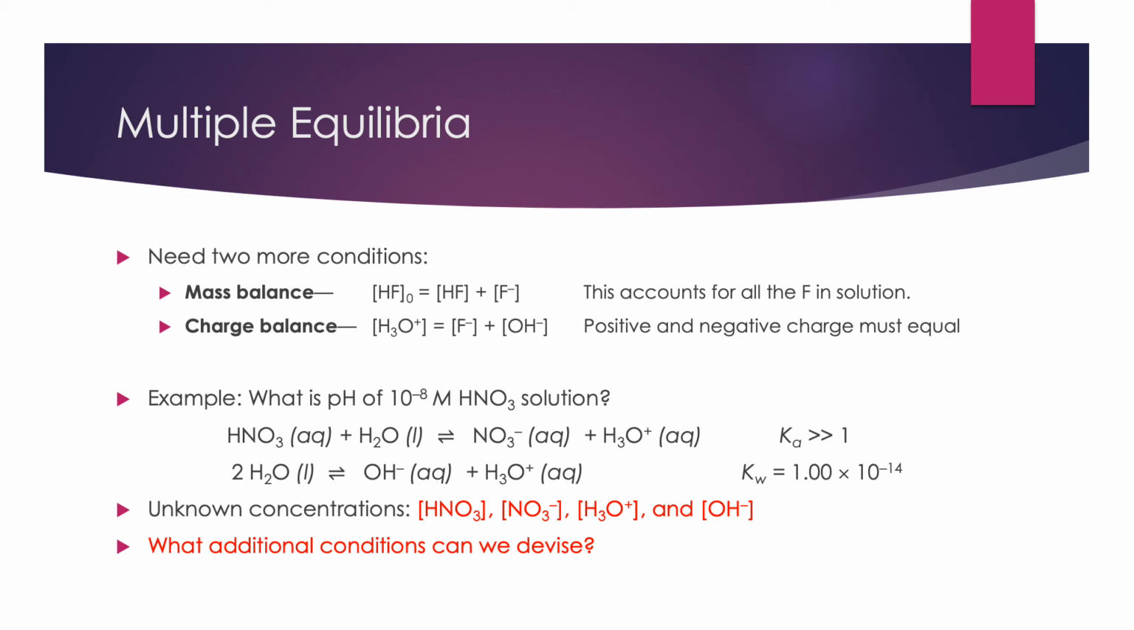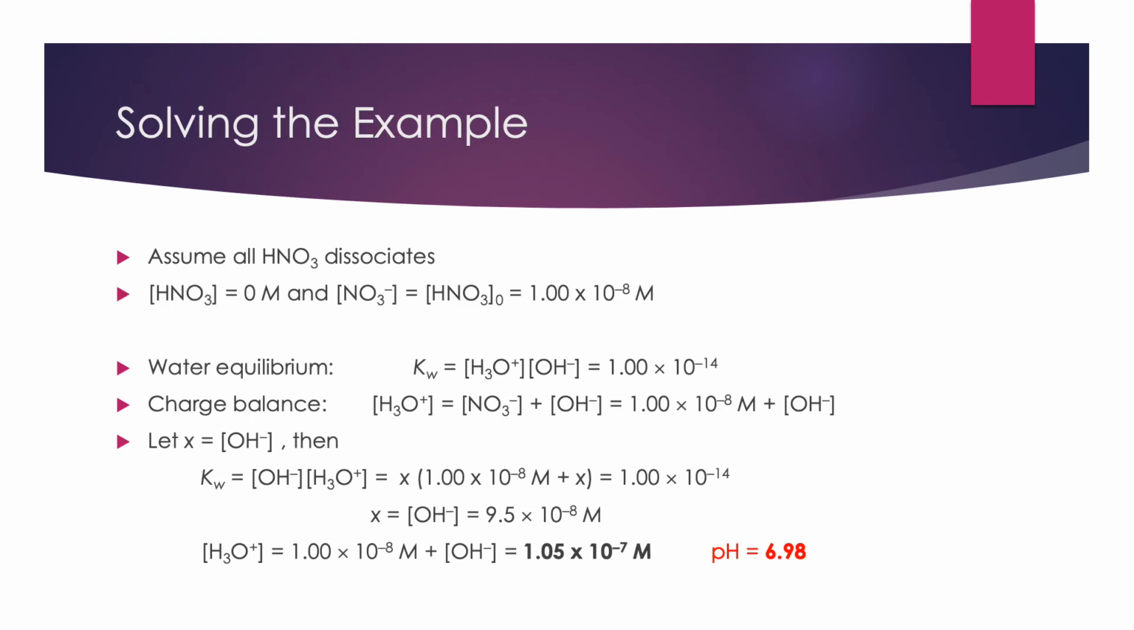And then we also have the water autoionization equilibrium, which we've been talking about, with Kw of 10 to the minus 14. Just as we had in the HF case, we've got four unknown concentrations: nitric acid, nitrate, hydronium ion, and hydroxide ion. So now we want to see, are there other conditions we can impose?